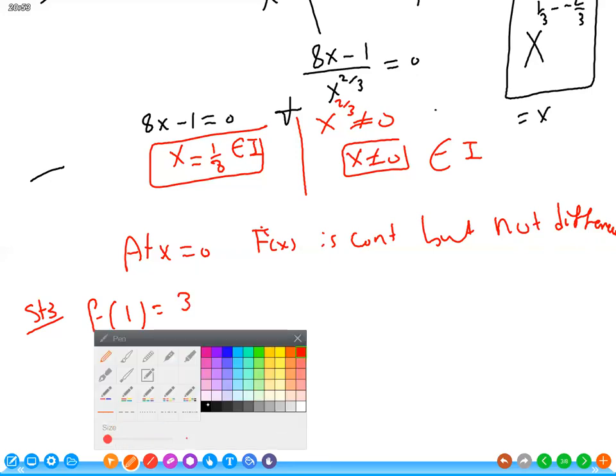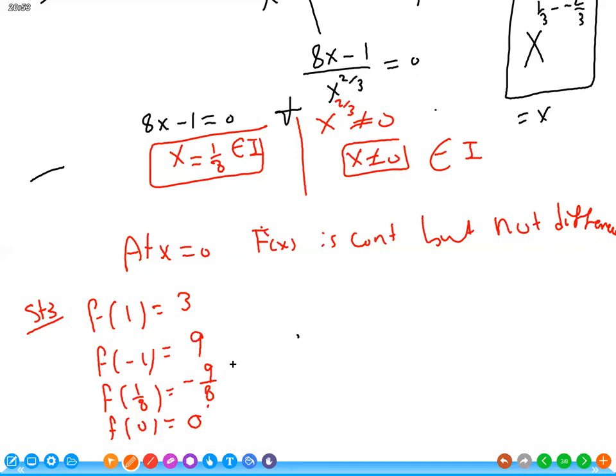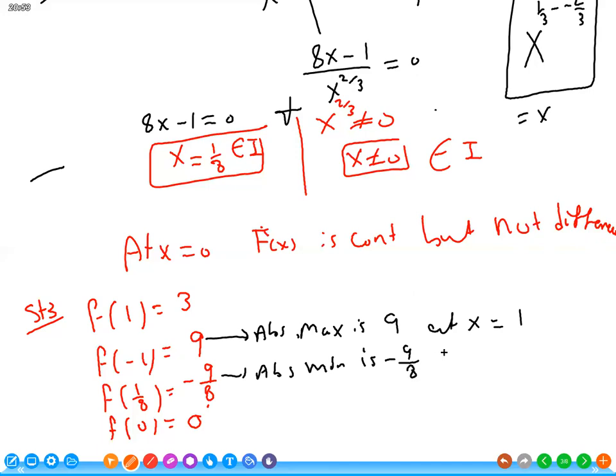So what is the absolute extrema? The absolute maximum is 9, which occurs at x equal -1. The absolute minimum is -9 over 8, less than -1, and this is at x equal 1 over 8. We finish the first section, main idea.